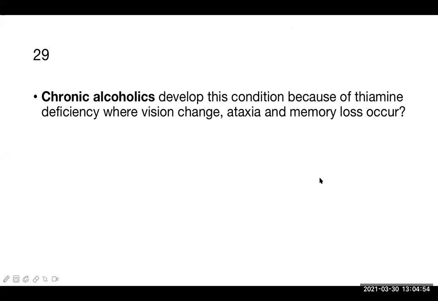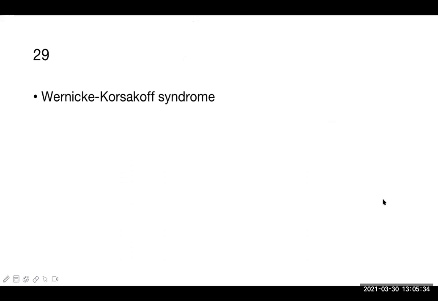Okay. Now, chronic alcoholics develop this condition because of thiamine deficiency, where vision change, ataxia, and memory loss or dementia occur. So what is the name of that condition which is caused by thiamine deficiency, but it develops in chronic alcoholic people? Korsakoff. Wernicke-Korsakoff psychosis. Excellent. Wernicke-Korsakoff psychosis or syndrome, whatever you want to say, that is the correct answer. Very nice.